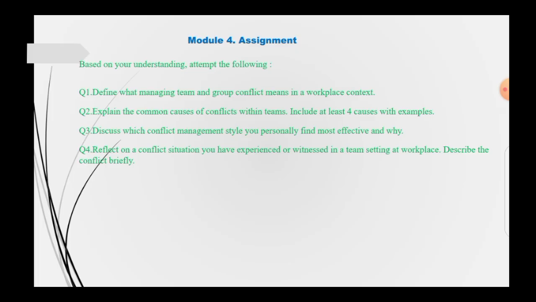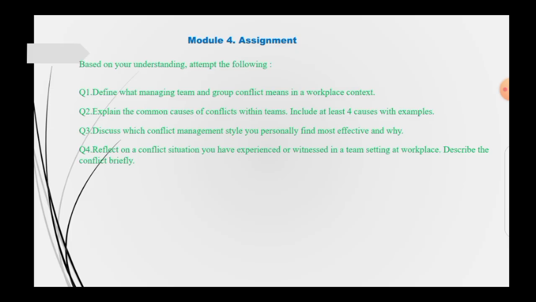Describe the conflict briefly. So for attempting this assignment successfully, here are a few guidelines question-wise. For question number 1, start with a clear and concise definition of team conflict and group conflict. Emphasize the workplace context. Explain that conflicts arise when there are disagreements, misunderstandings, or clashes among team or group members. Mention that conflicts can be about tasks, roles, communication, or interpersonal issues. Use simple language and keep it formal and objective.